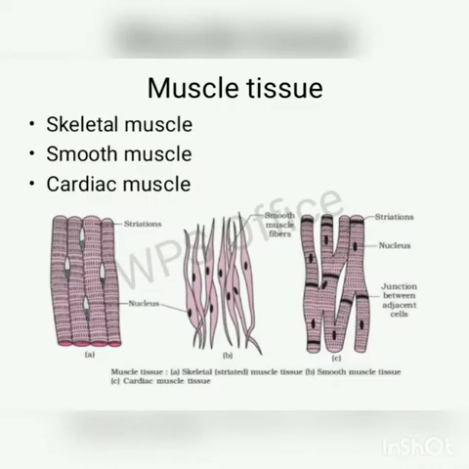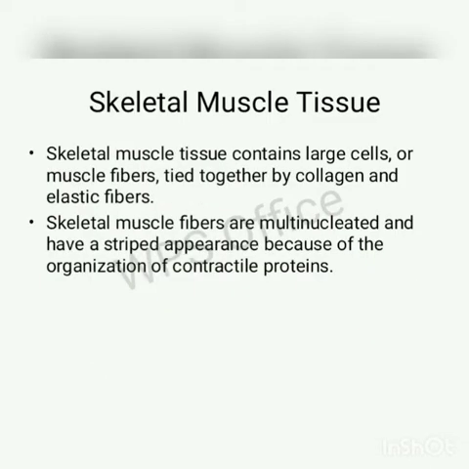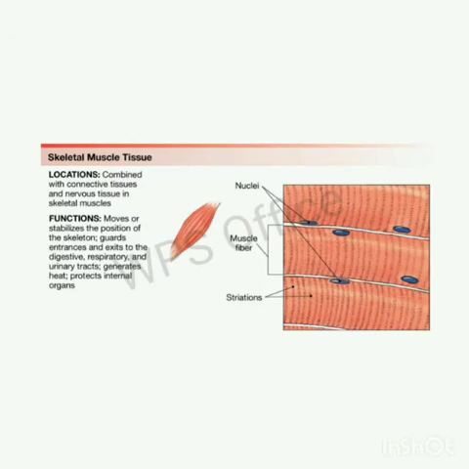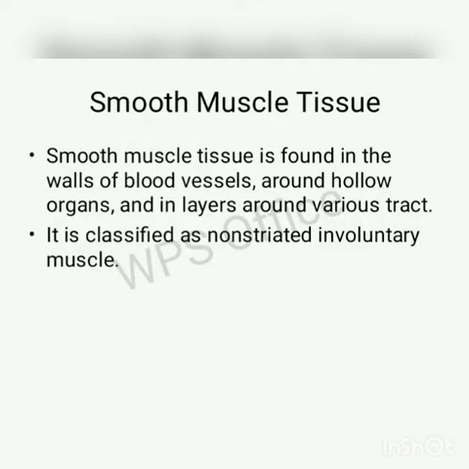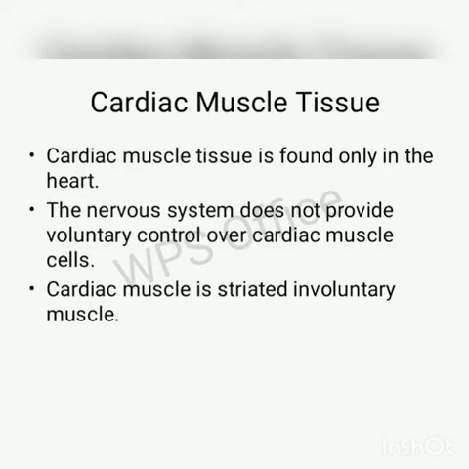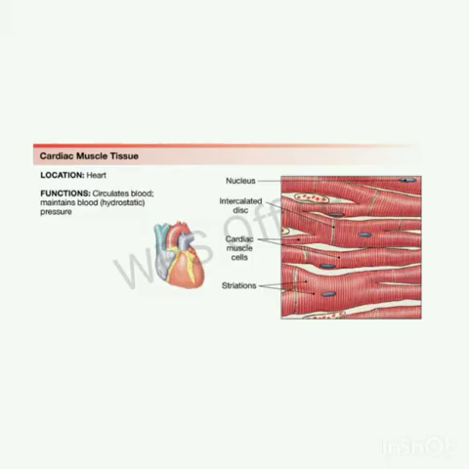Next is the muscular tissue, which consists of three types: skeletal muscle, smooth muscle, and cardiac muscle. Skeletal muscle contains large cells and is connected to the skeleton, which is helpful for movement. Next is the smooth muscle, which is found in the walls of blood vessels and around hollow organs. Next is the cardiac muscle, which is found only in the heart. This cardiac muscle helps in pumping the blood.